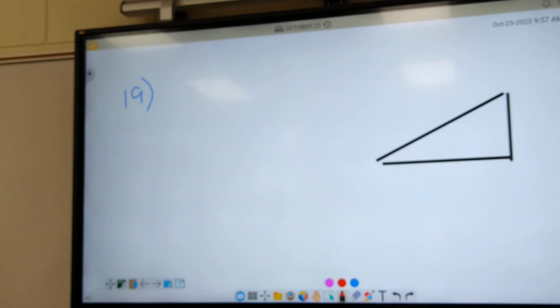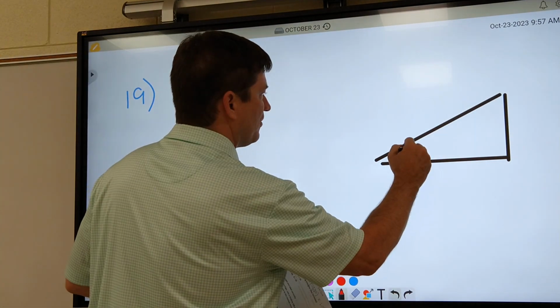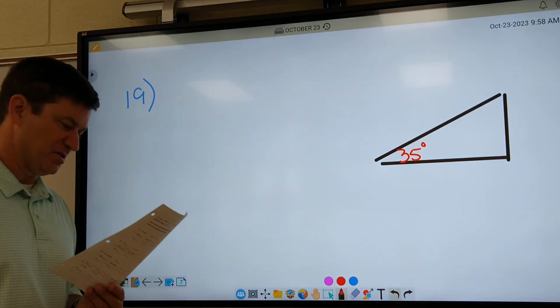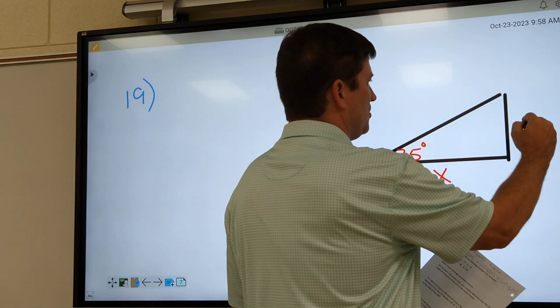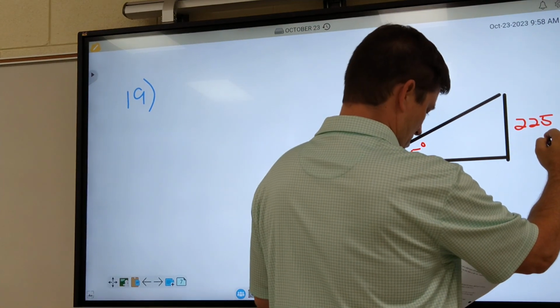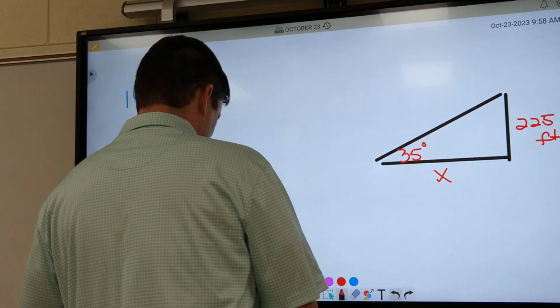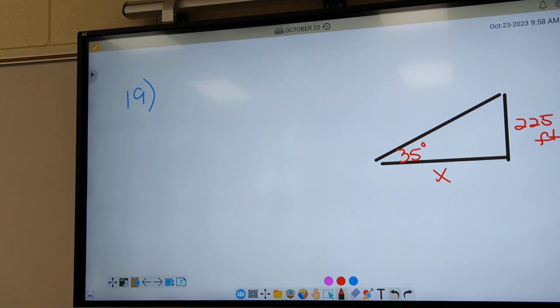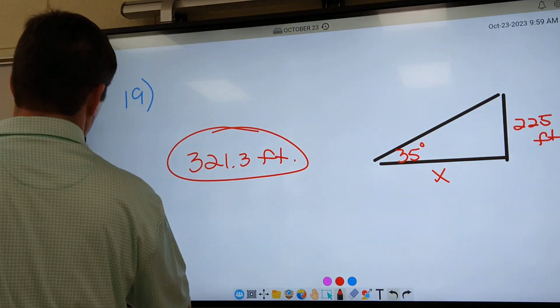All right, 19. At a certain time of day, the angle of elevation is 35 degrees. Where is the angle of elevation? Bottom angle, 35 degrees right there. Find the length of the shadow. We just talked about this. The shadow is always where? On the bottom. Find the length of the shadow of a building 225 feet high. All right, see what y'all can get on that. Luke, what's your answer on 19? All right, let's see if we can do 20.